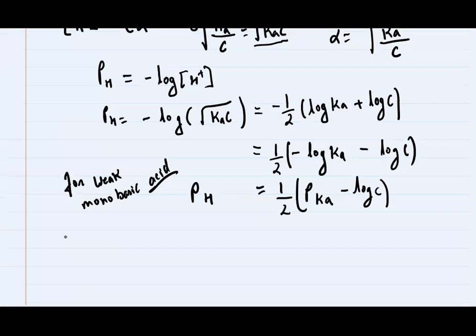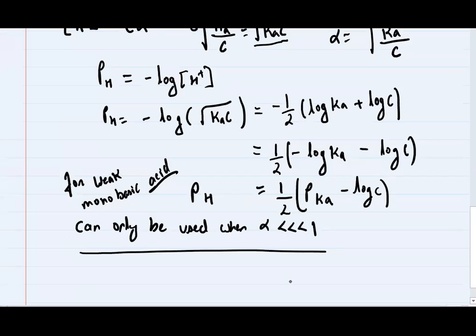Think about it. Yeah, even for weak acid, right? This can only be used when alpha is very, very less than 1. As simple as that. So we have to use this formula only when alpha is very, very less than 1 for weak monobasic acid. Got it? Tell me, got it?